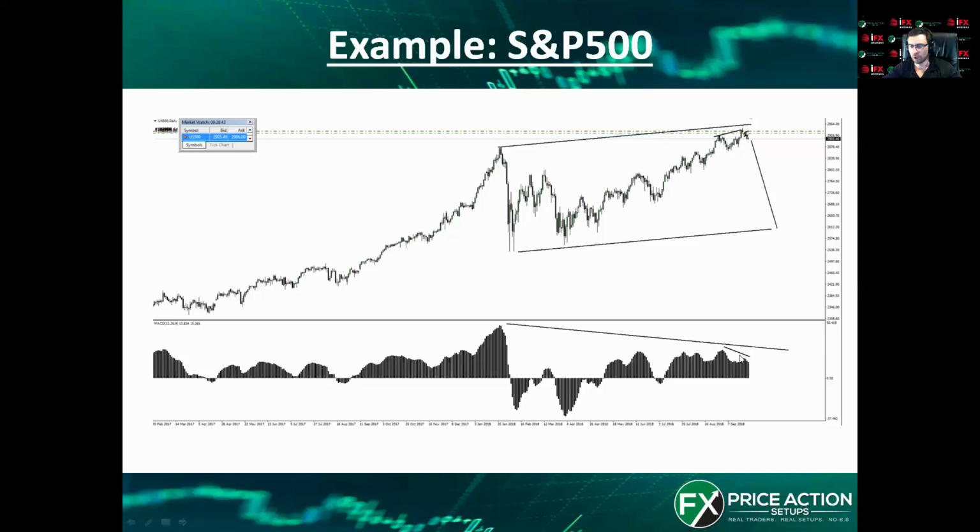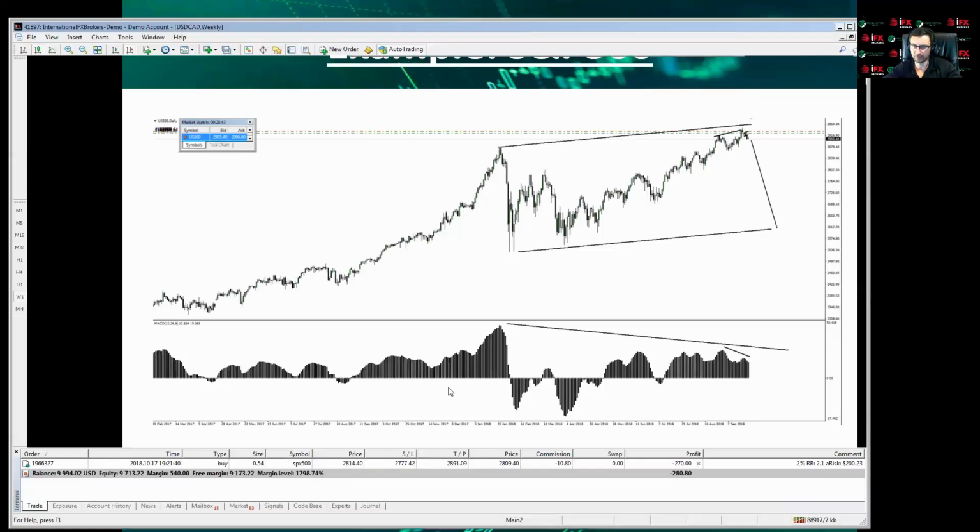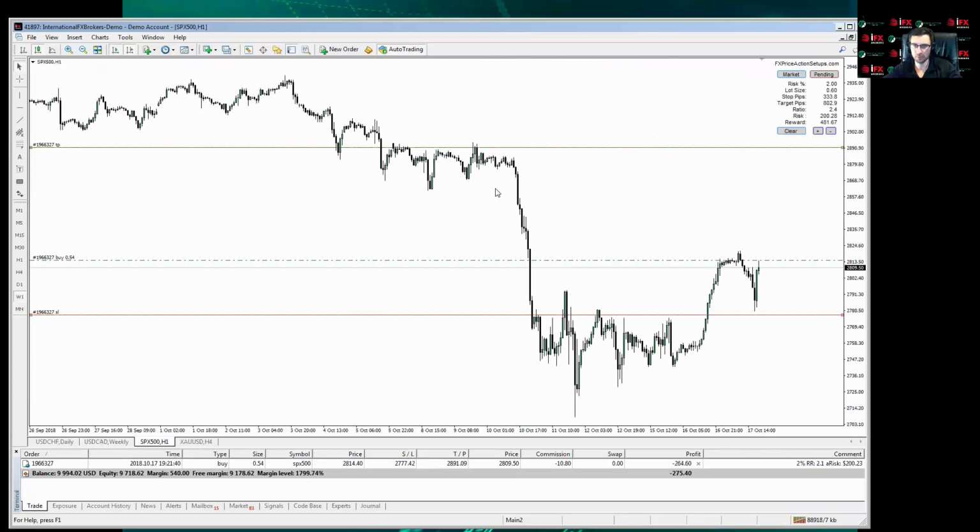So this is why we were looking for the market to come down. The market was running out of steam. There was a lot of divergence. It was flagging on the lower time frames. I'll show you guys what I'm talking about.